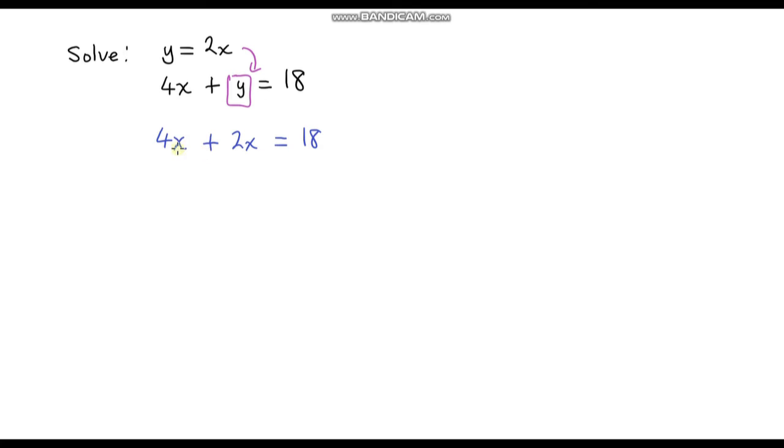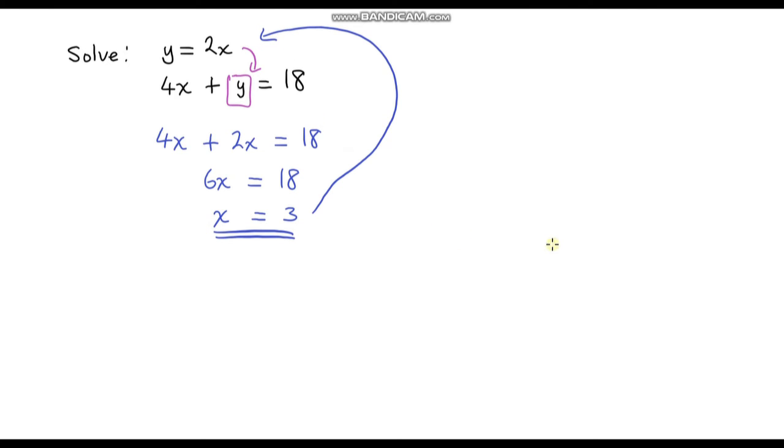So if we simplify 4x plus 2x, that gives us 6x. So 6x is equal to 18. And now if we divide both sides by 6, I get x is equal to 3. So my value for x is 3. Now to work out the corresponding value for y, I can just substitute this back into one of my equations. And I'm going to choose the first equation because it looks a bit easier.